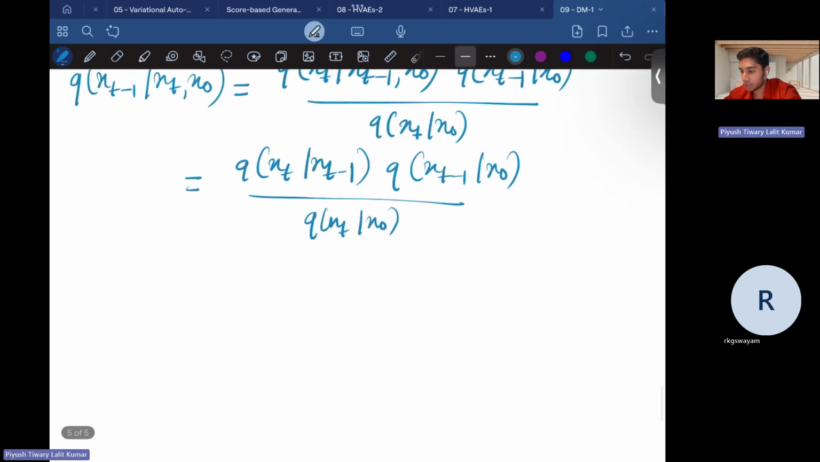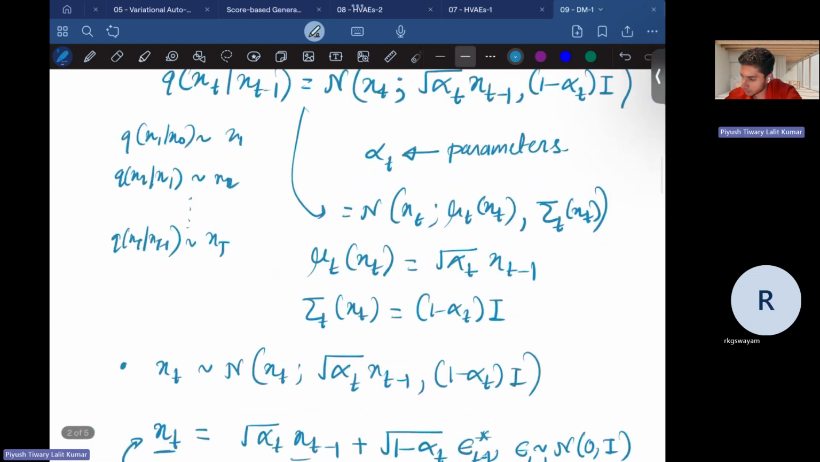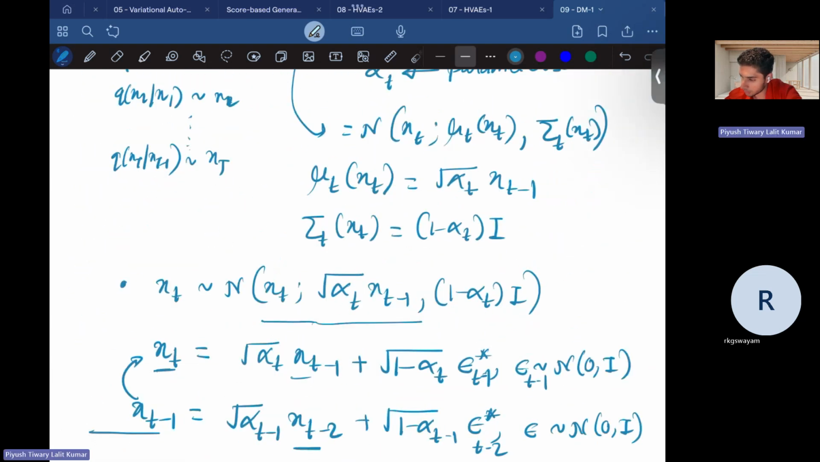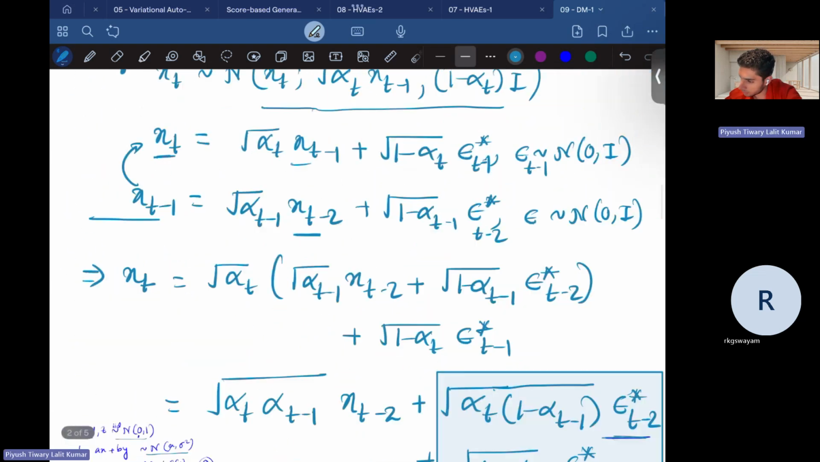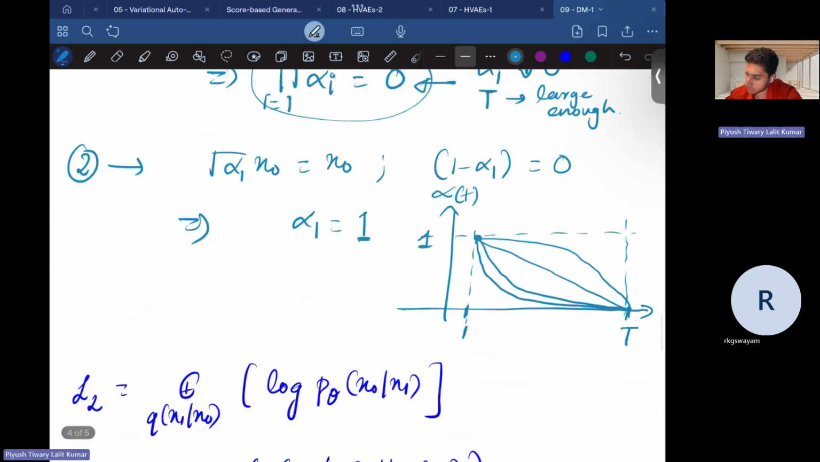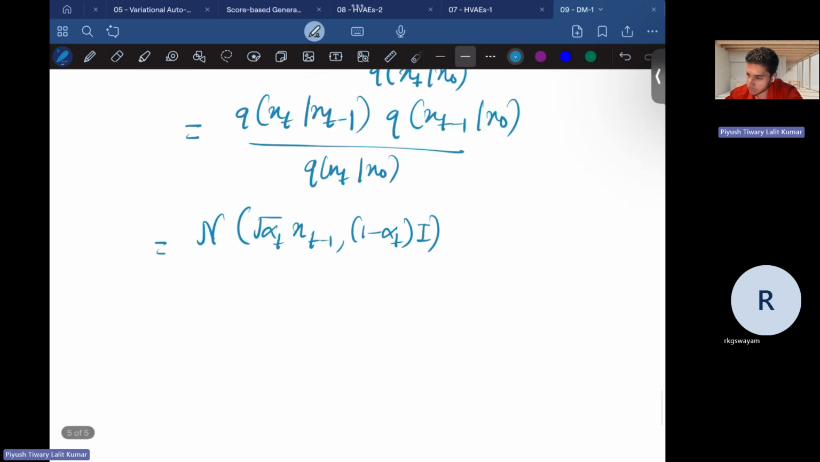So all of these are Gaussian. This is Gaussian with what mean? Xt given xt minus 1. Remember we have this Gaussian kernel. So it's root of alpha t times xt minus 1, comma 1 minus alpha t I. This is the first term.